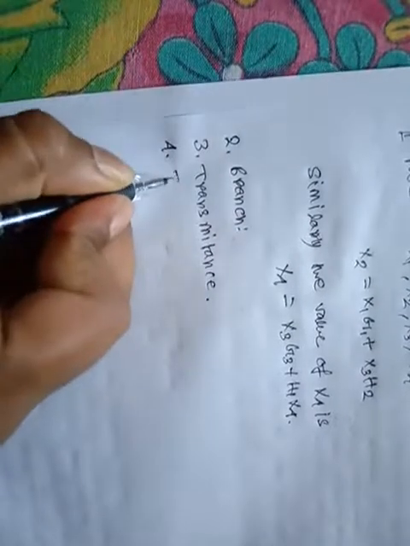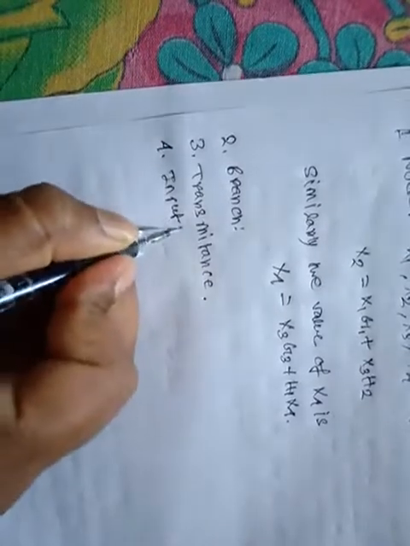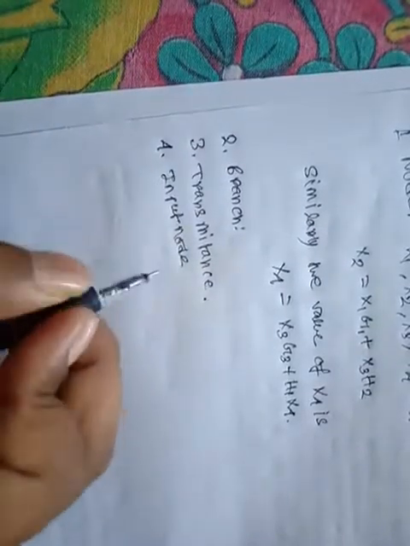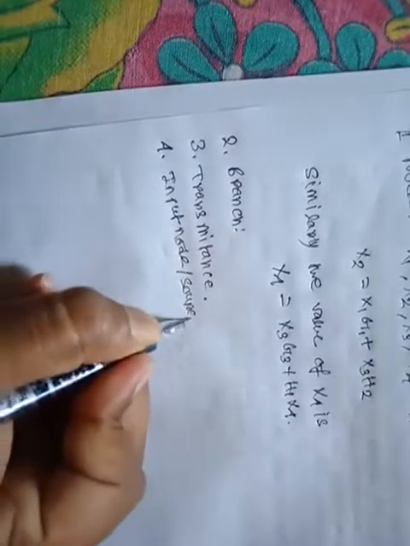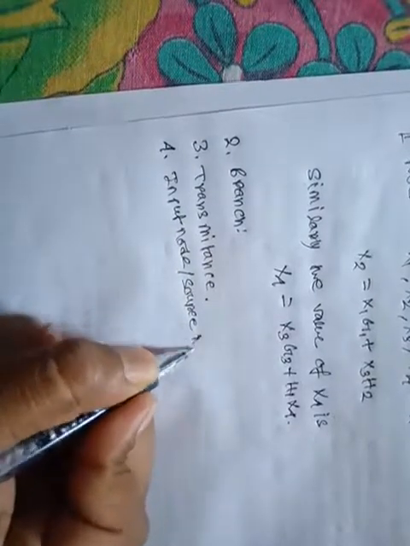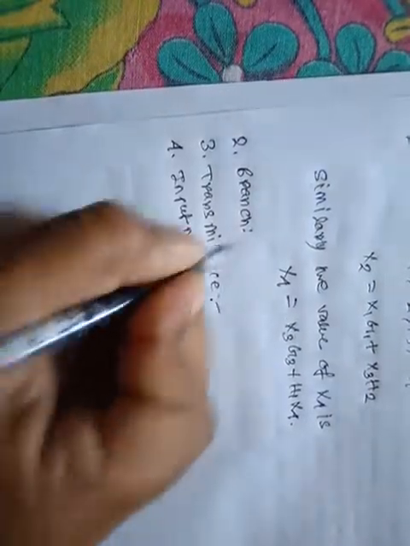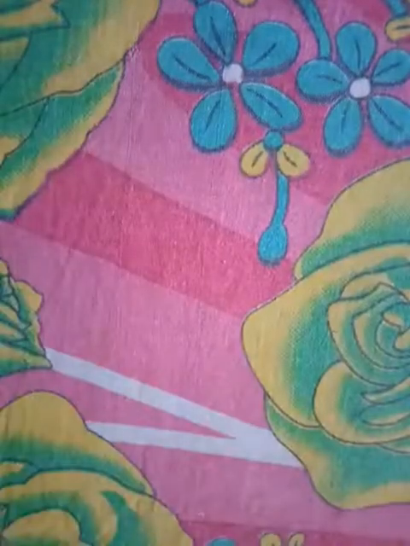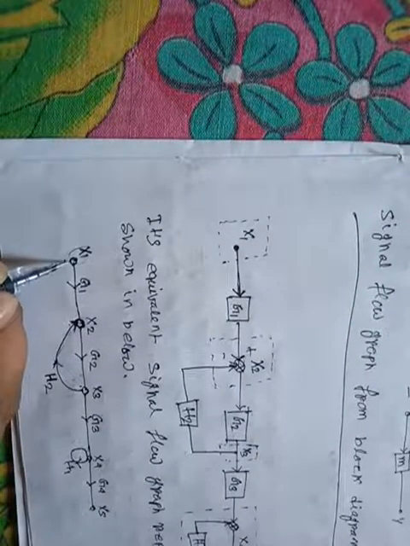The fourth point is the input node or source node. It is a node which has only outgoing branches. For example, the node x1 is an input node or source node.